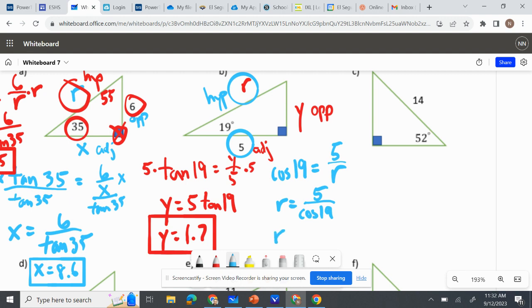And that gives me r is equal to 5.3. The missing angle, I'm going to take 90 minus 19, and that's going to give me 71 degrees.